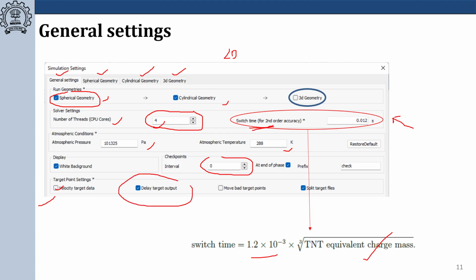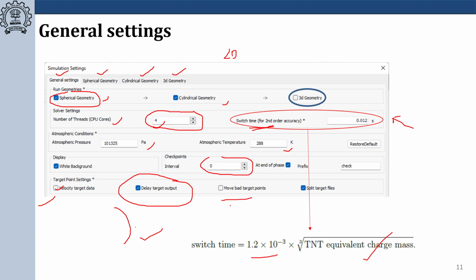And delay target output, this option allows us to start recording the data only when the shock wave reaches the target point. Say after 7 milliseconds your shock wave reaches the target point, then only it will start recording the data. If you don't use the option, then till 7 milliseconds it will be showing blank space, so you will be confused that okay, it has not recorded the data. So there is a scope for getting confused also, but it will record the data that is there.